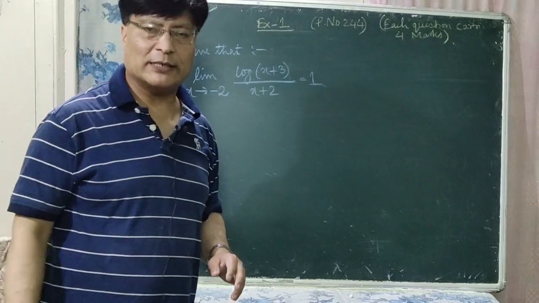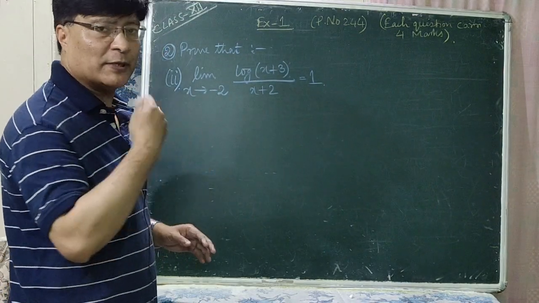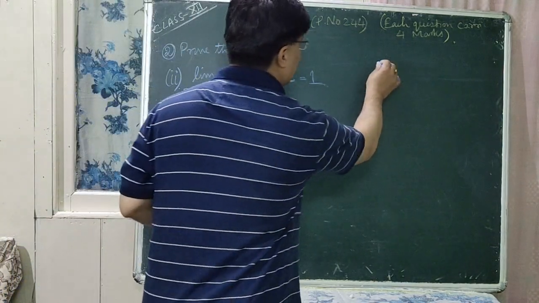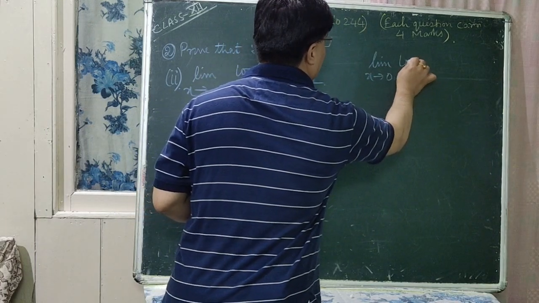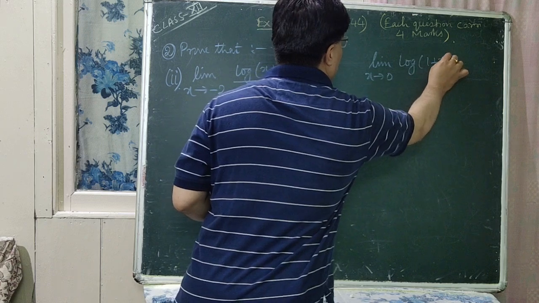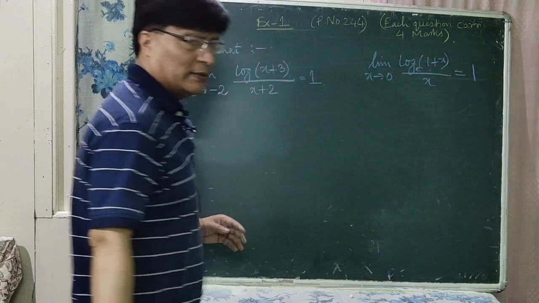Since log is given there, you have to convert this given problem into the standard limit form. The standard limit form is limit x tends to 0 of log of (1 plus x) base e, whole divided by x, is equal to 1.